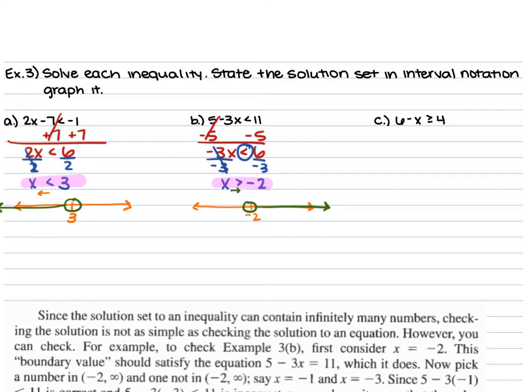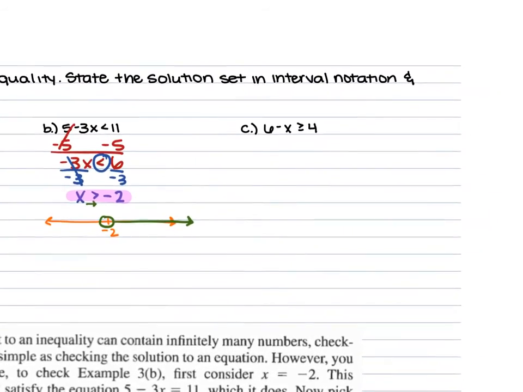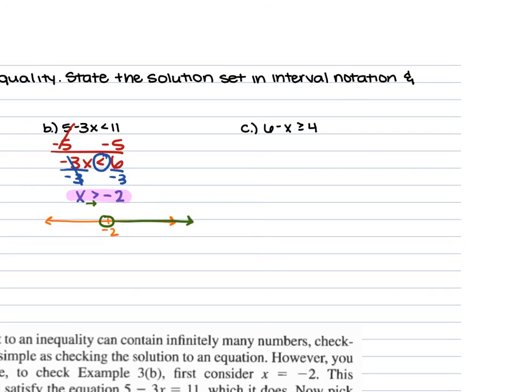For example C, we have 6 minus x is greater than or equal to 4. So again, we're going to start this one by subtracting the 6 from each side. We get negative x is greater than or equal to negative 2. We then divide each side by that negative 1 to make x positive. We flip this sign, so x is less than or equal to positive 2.